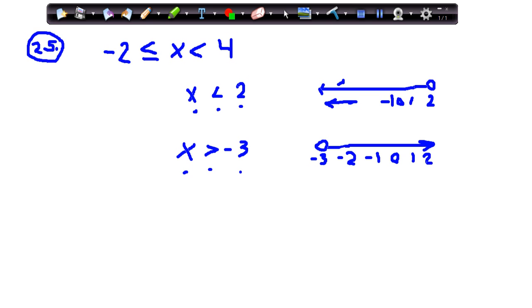Closed dot, if it was a closed dot, then you would have had greater than or equal to -3. It didn't say or equal to -3, so we have an open dot. Okay, let's look at the next one.